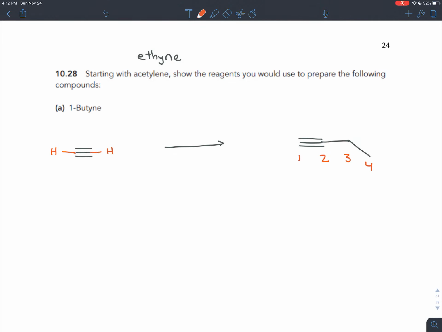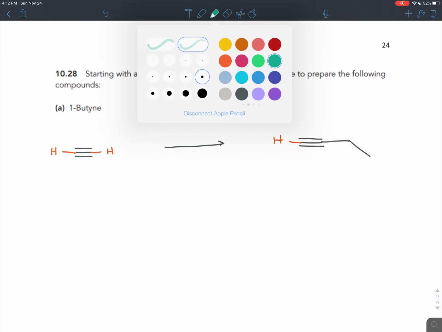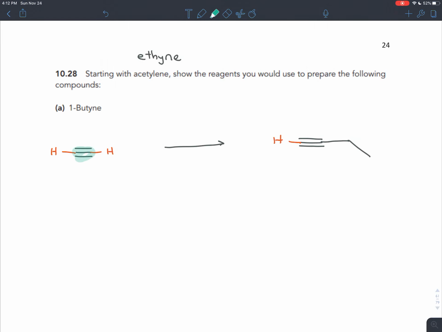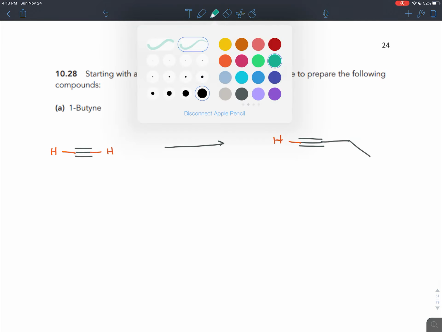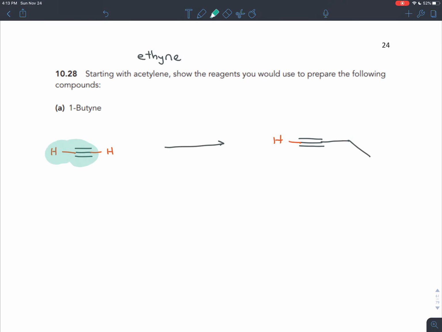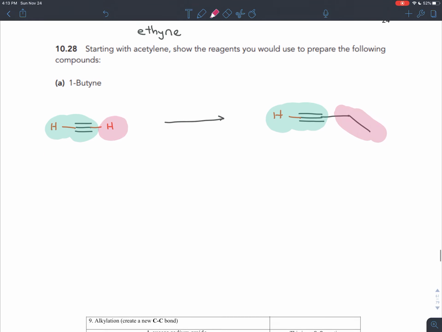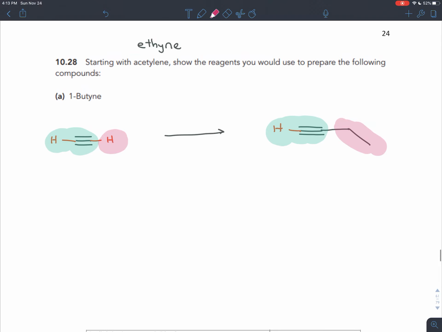3 and 4. So we want to turn acetylene into this 1-butyne. And if you compare them, you'll see that first you have a couple things that are the same. You have these 2 carbons that are the same, and this hydrogen, so those are all there. But you've changed one thing. You've changed this hydrogen, and you've replaced it with 2 carbons. So how can you do that?